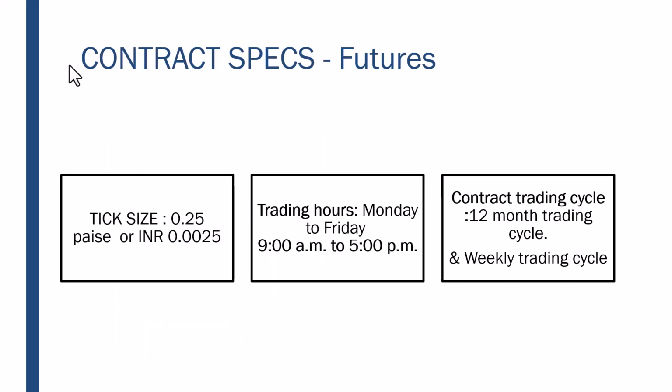So, contract specs. Tick size is 25 paisa. So dollar versus rupee moves in 25 paisa ticks, so the tick size is 0.0025. The currency will move in this order. It can't move to 83.26. It has to move in 0.025 steps.